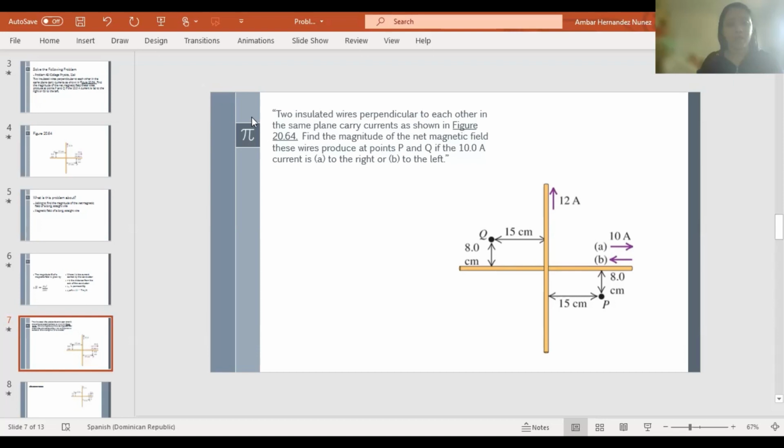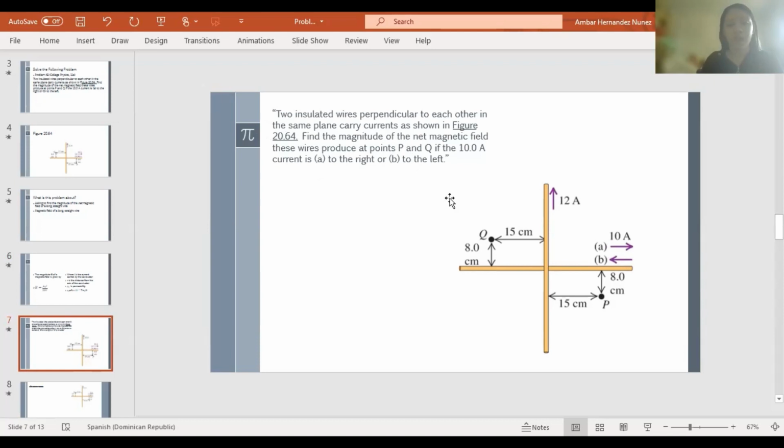I'm going to read the problem again. Two insulated wires perpendicular to each other in the same plane carry currents as shown in figure 2064. Find the magnitude of the net magnetic field these wires produce at points P and Q if the 10 ampere current is A to the right or B to the left.